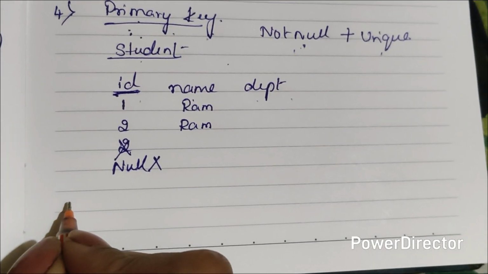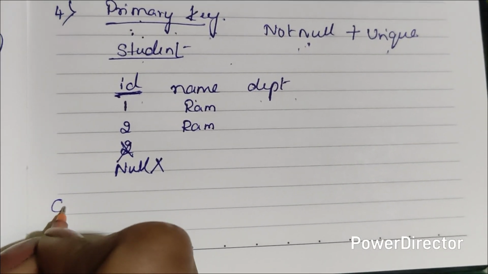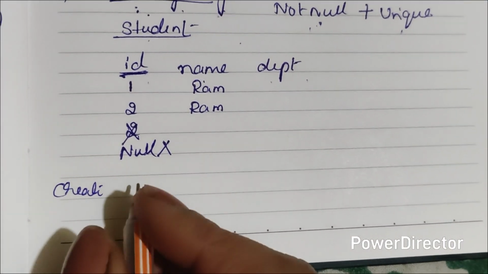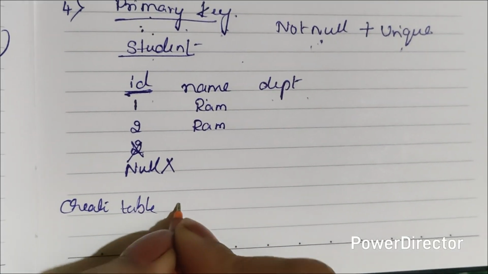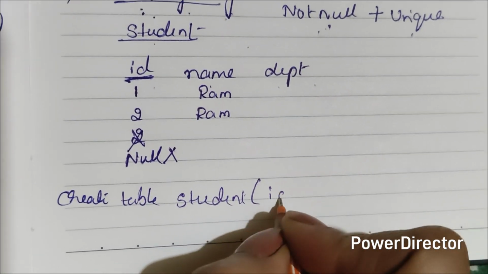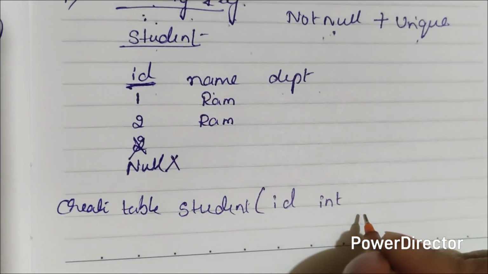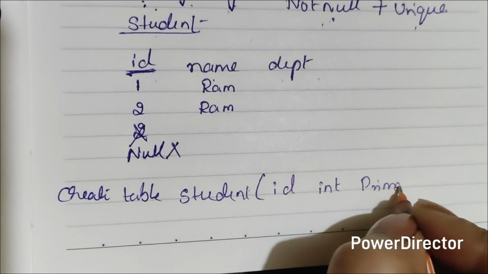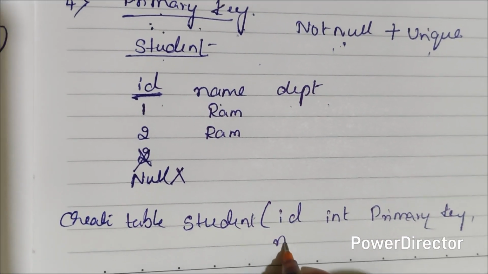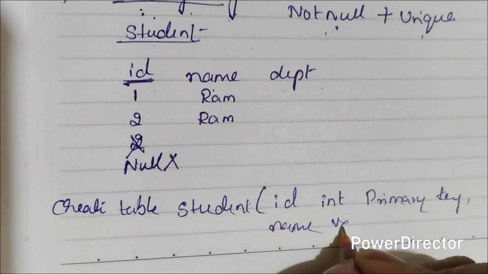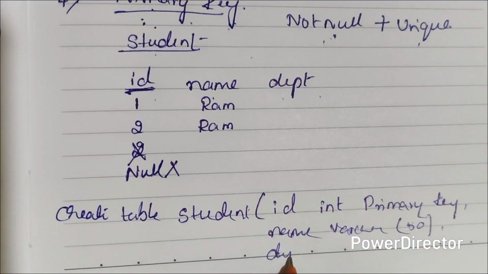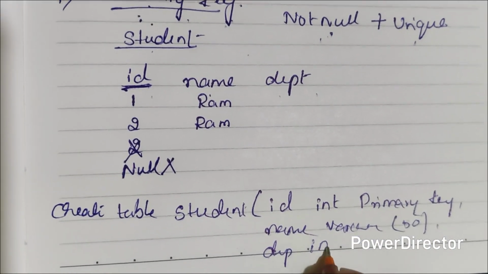So you can write like this, create table. All these constraints, all these conditions you can give while creating the table. Create table student, ID is an integer data type. Make this as a primary key, comma. Second column is name. Name is a variable character. I'll give the value 50. Then department. Department is an integer.